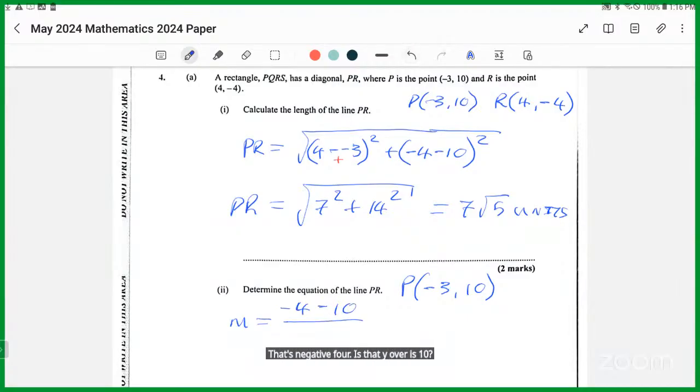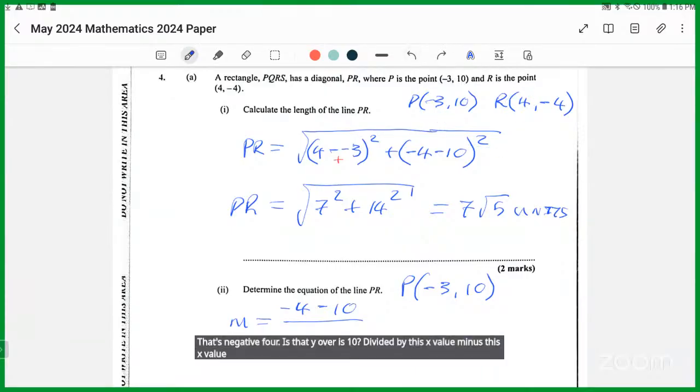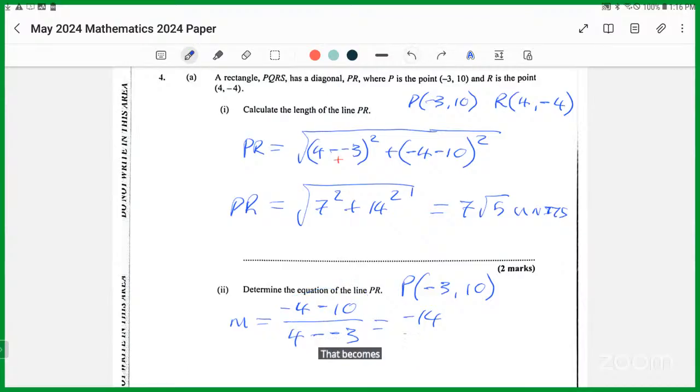Divided by this x value minus this x value. That is 4 minus this x value, which is -3. You have to be careful. That becomes a plus. This reduces to -14 over -14, that becomes a +7. That is now a -2. So the gradient of the line we want is -2, and the line passes through this point.